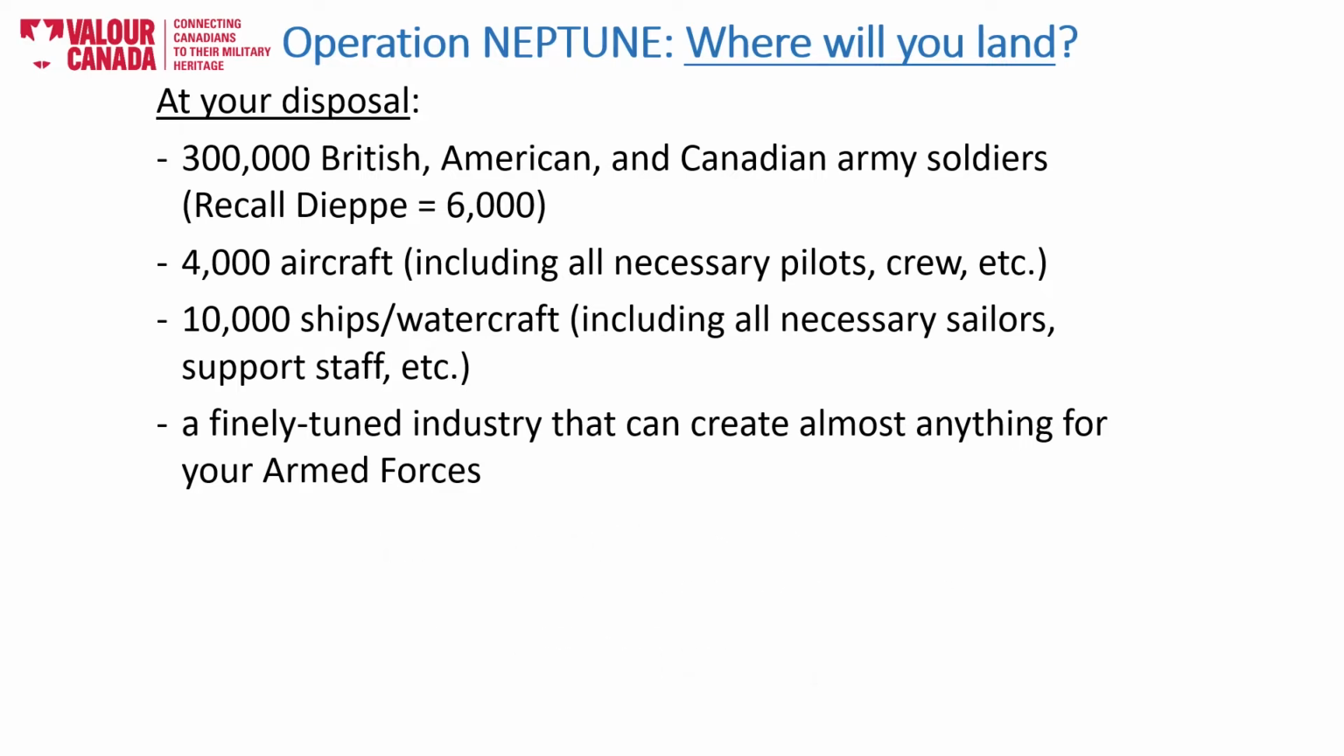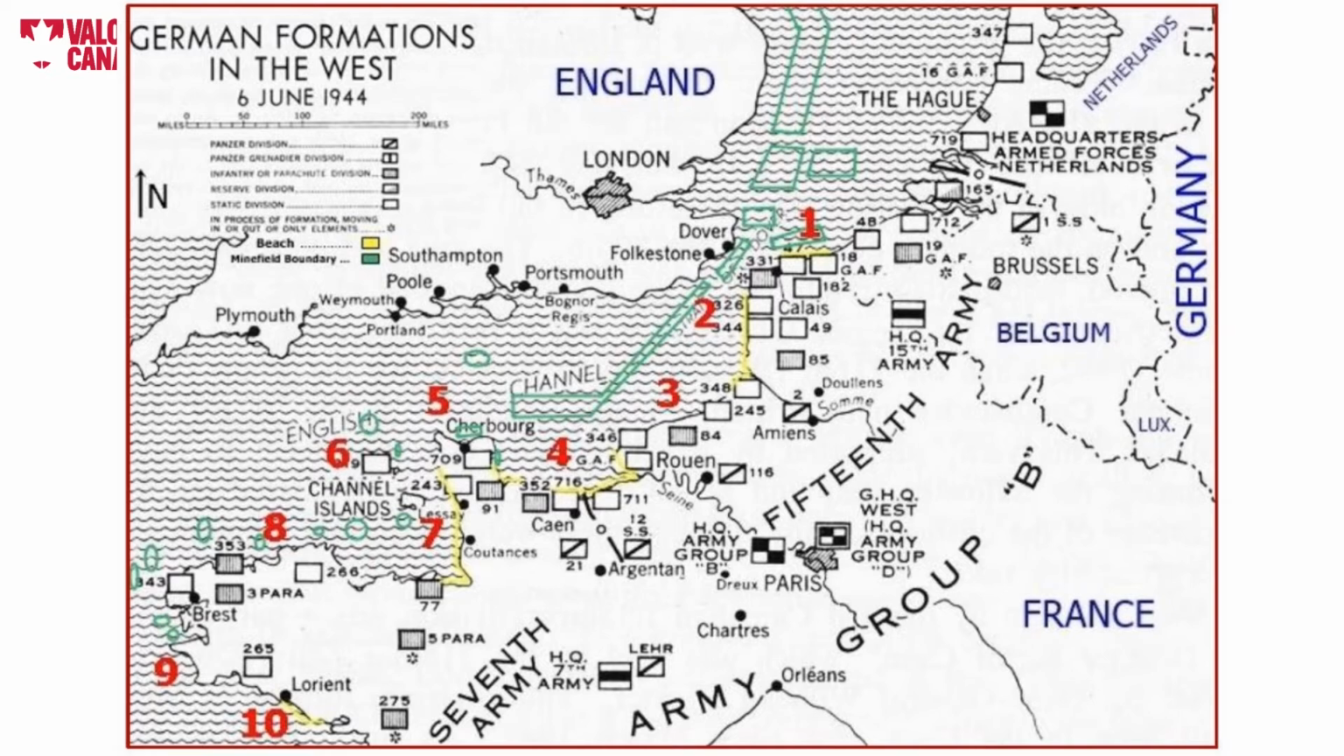Now, each group is going to get three things. One of these is a map that looks like this. Each group is going to get a map that looks like this. Now, I want to point out a few things on here. So this map shows the German formations in the west on D-Day. And if you look here at the key, you can see that these rectangles are German divisions.